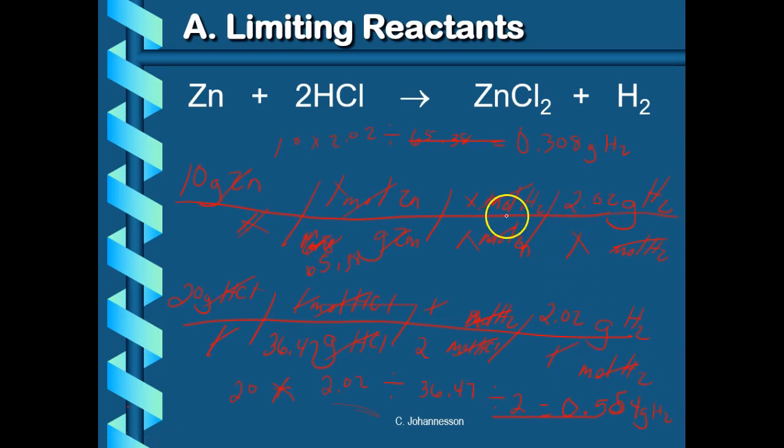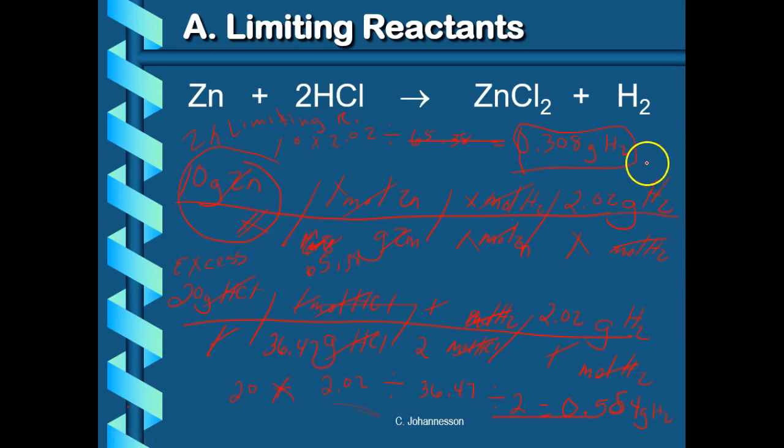So when we're looking at limiting, which one is going to be the smallest one? Well, it's going to be this one right here. So this substance right here, the zinc, is going to be the limiting reactant. Okay? The hydrochloric acid is going to be the one in excess.